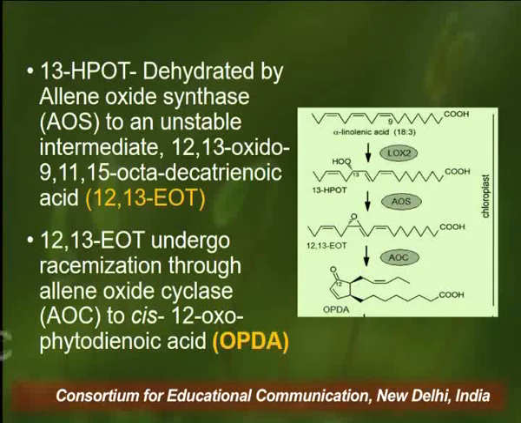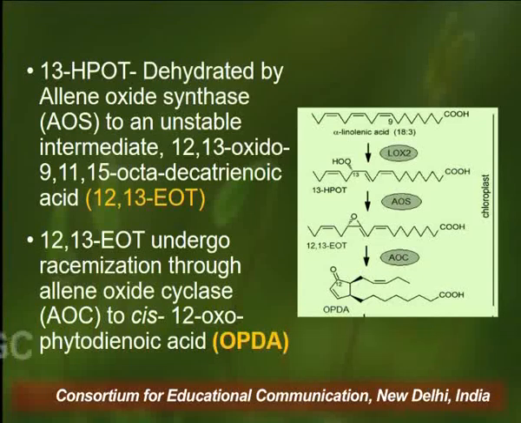And this unstable intermediate immediately gets converted into a cyclic compound with the help of allene oxide cyclase, and this compound is known as 12-oxo-phytodienoic acid, or OPDA. Now OPDA is another important intermediate during the biosynthesis of jasmonic acid, and up to OPDA all these steps take place in the chloroplast region of the cell.